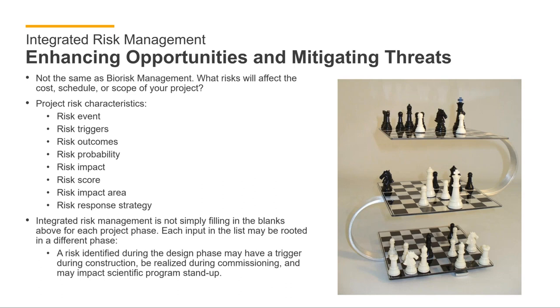Now, the risk event is the easiest one. That's the if in your if-then statement. If X happens, then Y will result. So if a tornado strikes, then Y will result.